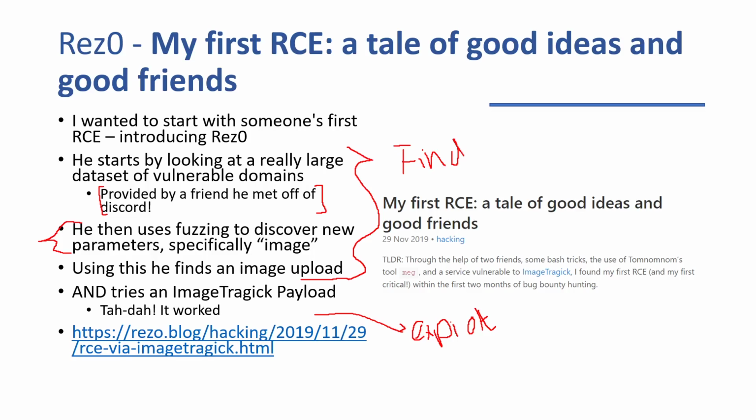And what Res0 did was really this kind of mass fuzzing. He looked at a really large data set of vulnerable domains, and then he used a tool called Meg to kind of discover an image upload. But there's quite a lot you can do with fuzzing that he doesn't really talk about.